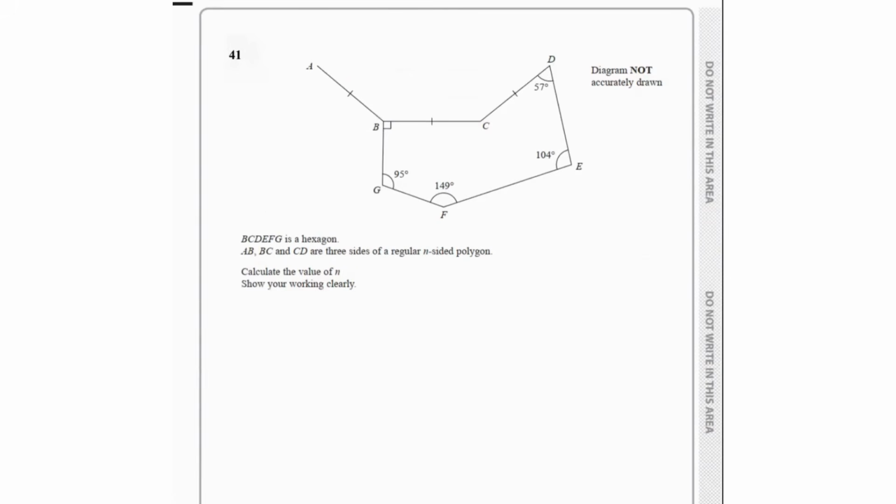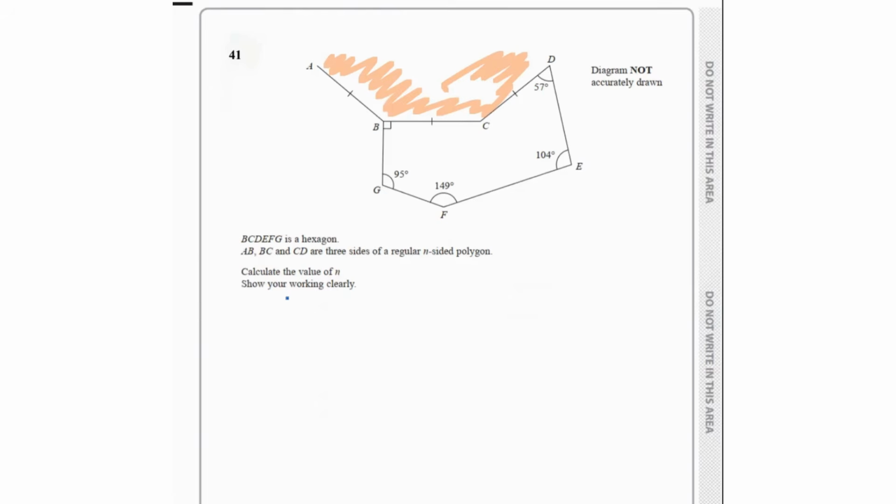Then you can be tested on angles and polygons. So we have this hexagon. It's not a regular hexagon because the question hasn't mentioned that, and the sides and angles aren't equal as indicated in the question. AB, BC, and CD are 3 sides of a regular n-sided polygon. So this thing over here, this is a regular n-sided polygon. This, not the hexagon, that's an irregular polygon. So we have to calculate the value of n.